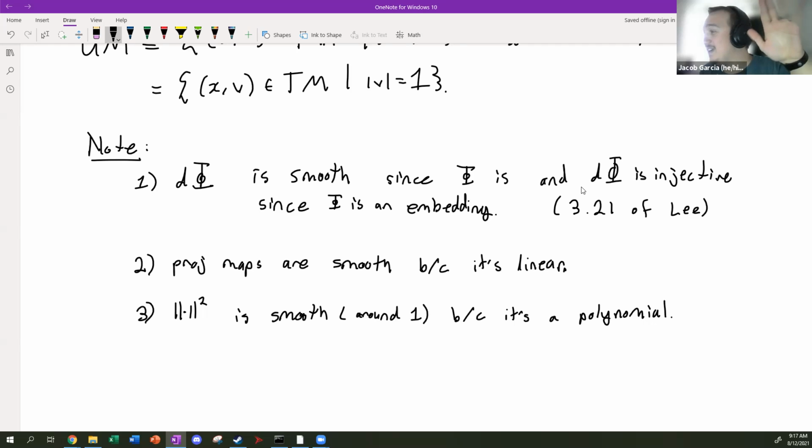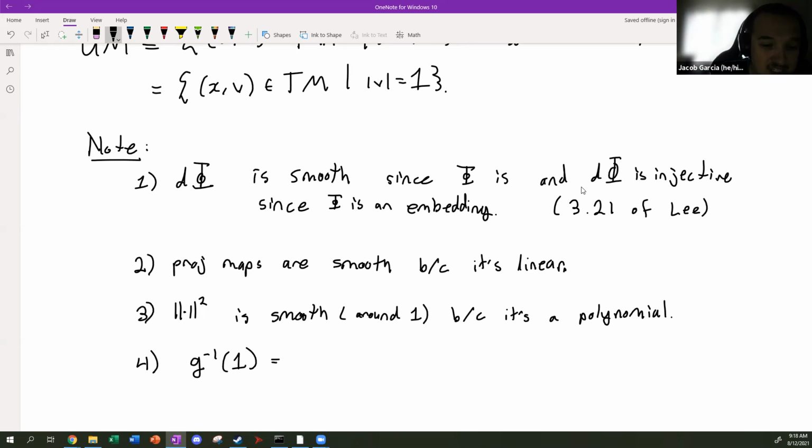So you just take the sum of the squared coordinates, but that's just a polynomial in the coordinates. Polynomials are always smooth. And so this shows us that G is smooth. And then the last thing to note is that the pre-image of 1 under G is exactly the set UM.